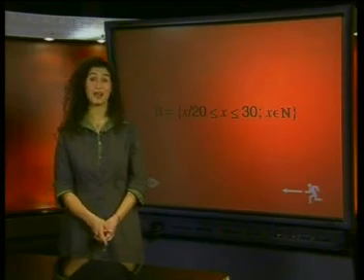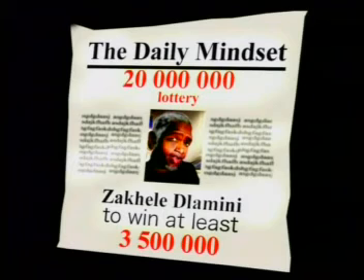Let's look at another example. A lottery has 20 million rand to give to a lucky winner. The newspapers have estimated that winnings this week should be at least 3.5 million rand. Zakile Dlamini, a 75-year-old pensioner, is a winner of x rand.